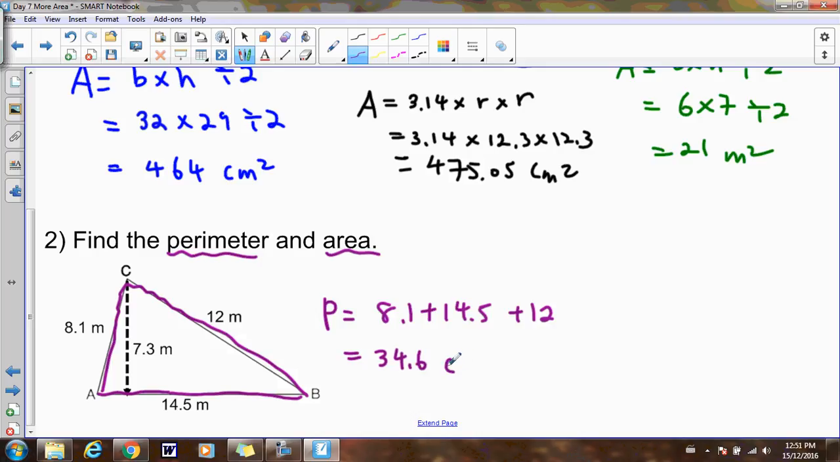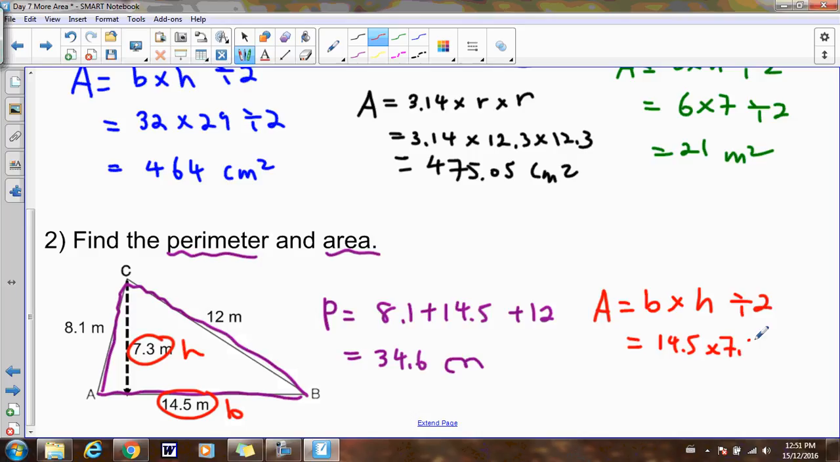34.6 meters. To find the area, okay, so the area is base multiplied by the height divided by 2. So that means we need to know the base, which is this guy here, and the height, which is this guy here. So we just do 14.5 multiplied by 7.3 divided by 2. You type all that into your calculator, you should get 52.9 meters squared.